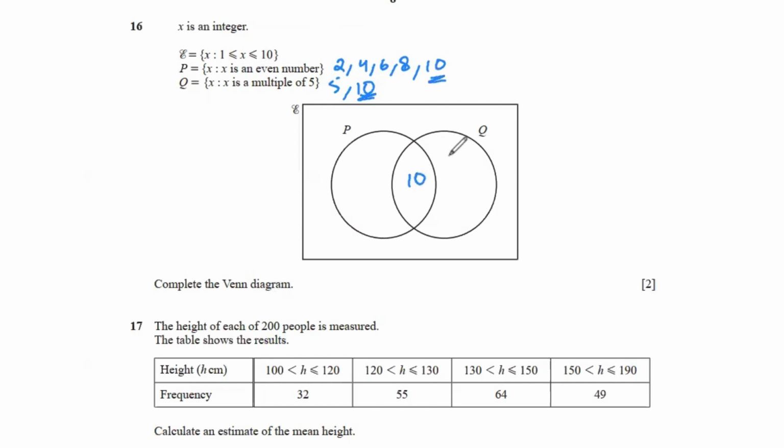So this is the intersection. P would have 2, 4, 6, 8. Q would have 5. And the remaining numbers which are not in set P and Q will come outside. So that's 1, 3, 7, and 9. So this is your Venn diagram.